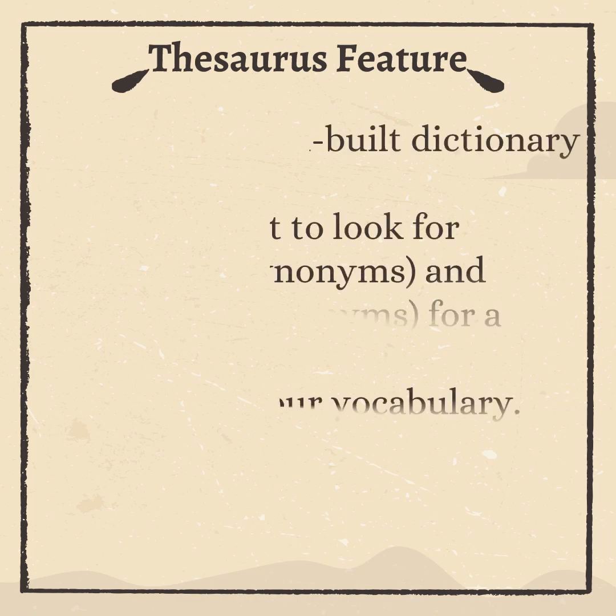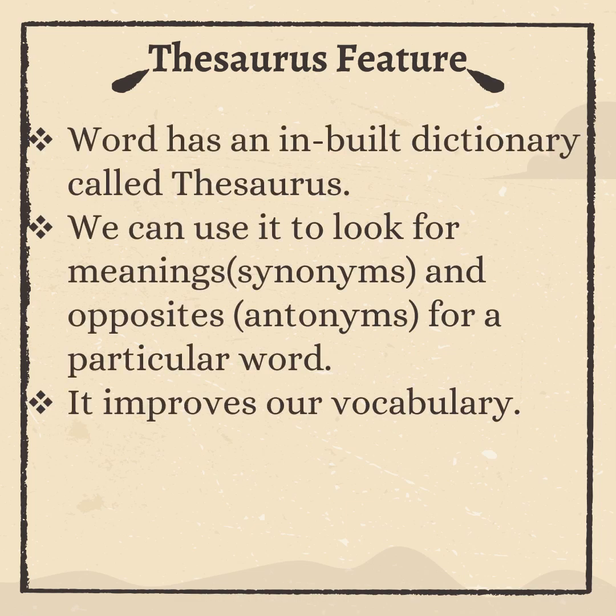Now, the next feature of Microsoft Word is the Thesaurus feature. Let us study this now. Microsoft Word has an inbuilt dictionary, and that dictionary is called Thesaurus. We can use it to look for the meaning and opposites for a particular word. Meanings mean synonyms and opposites mean antonyms.